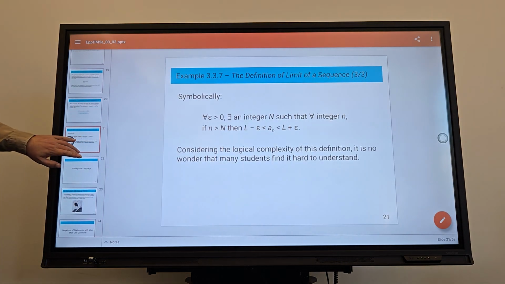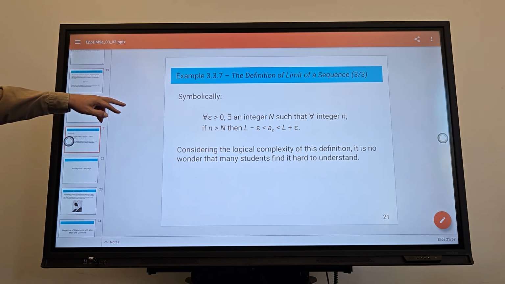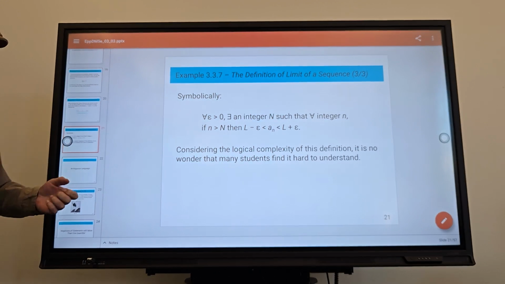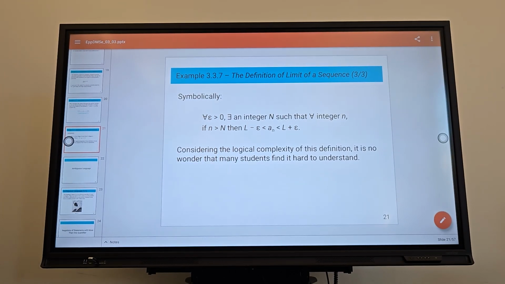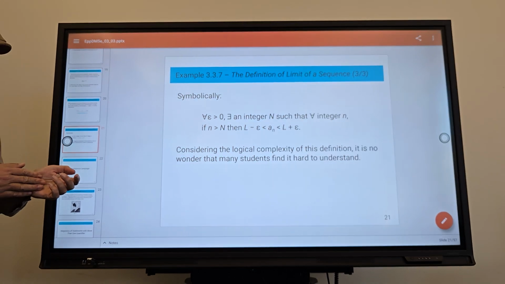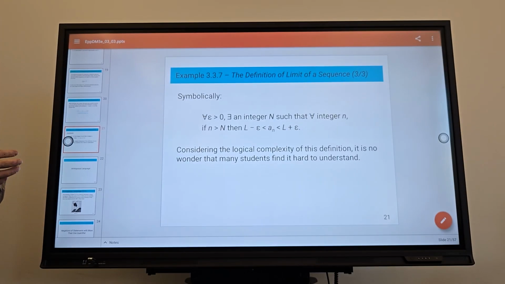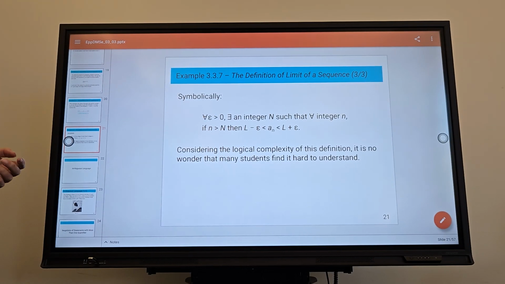So in formal symbolic terms, you get this. And the authors admit the logical complexity of this definition. It's no wonder that many students find it hard to understand. But as n gets larger, epsilon actually gets smaller, if I'm not mistaken.